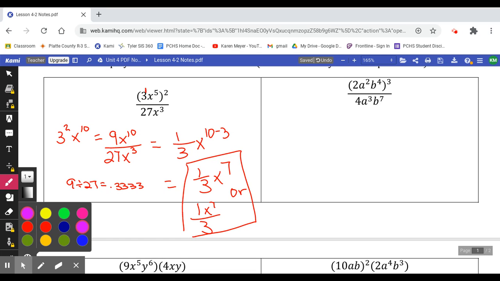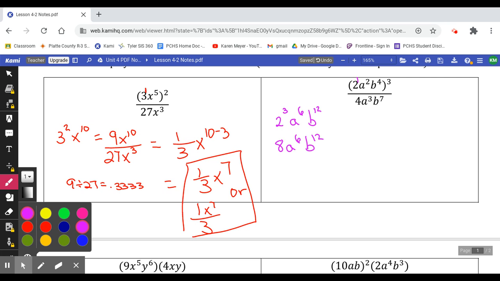Okay, next one. Once again, start with the top because it has the parentheses. So multiply your exponents: 2 to the 3rd, a to the 6th, b to the 12th. And then you're going to say, oh, 2 to the 3rd is really 8. So 8, a to the 6th, b to the 12th.